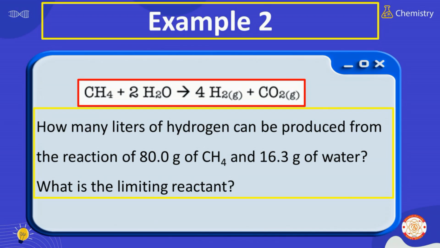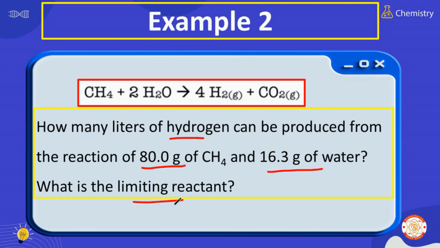Alright, example 2. So, how many liters of hydrogen can be produced from the reaction of 80 grams of methane and 16.3 grams of water? What is the limiting reactant? Okay, so it has two parts. First, we will determine which substance is the limiting reactant, and then we are asked to calculate the amount of hydrogen that can be produced from this reaction.